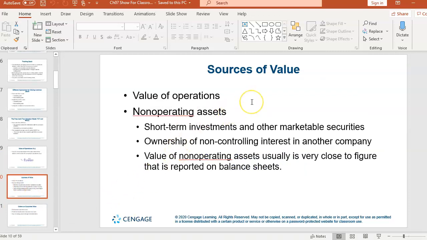Okay, so we're trying to figure out what the sources of value for a company are. We're going to break sources of value into two different things: the value of the company's operations, and then the non-operating assets. Just things that the company happens to own that have value, but are not actually used in the day-to-day operations.